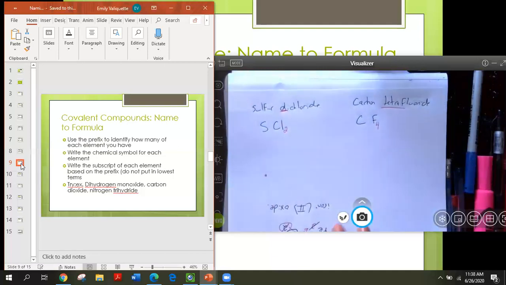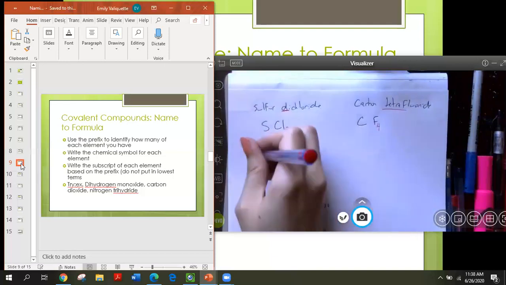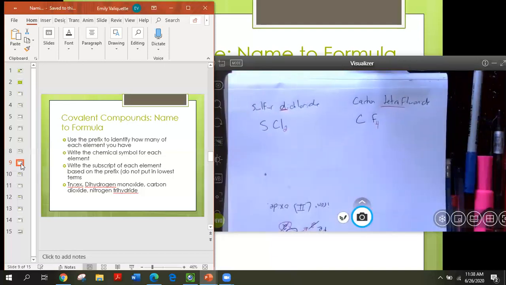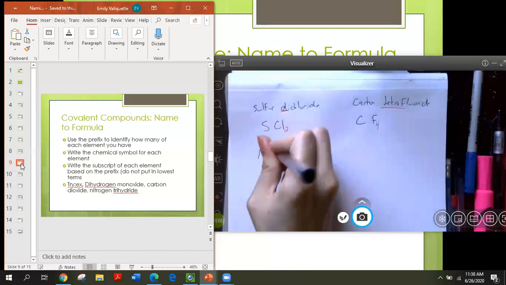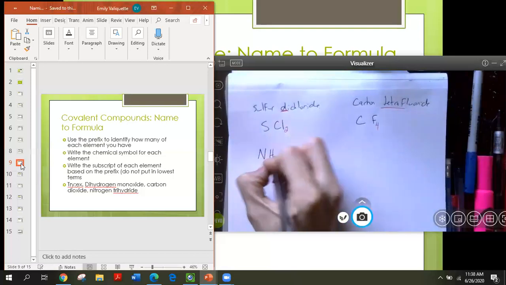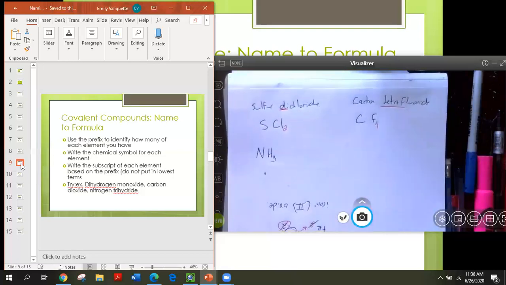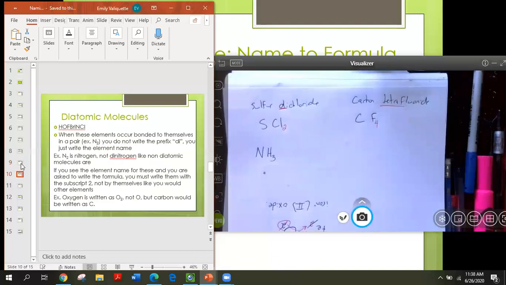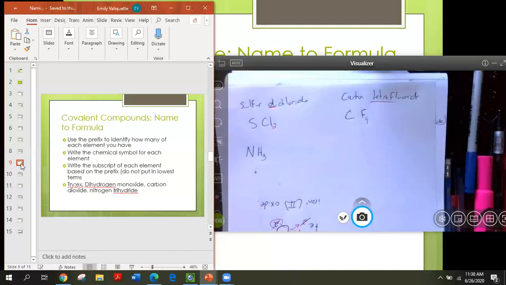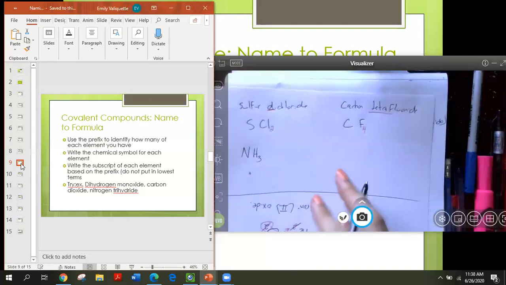So we've done that twice. If we had nitrogen trihydride, again, nitrogen is an N, hydride refers to hydrogen, and then tri would mean that there's 3 of them. Let's do some practice going the other direction.